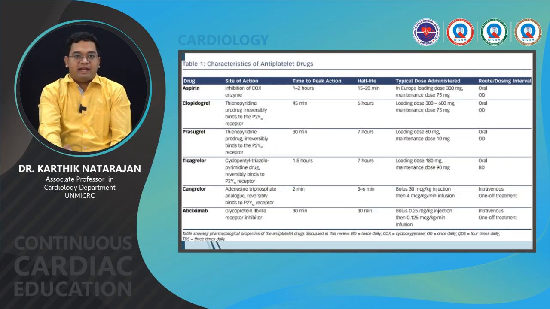This is a table showing the characteristics of the antiplatelets. The main antiplatelets that we use in our day-to-day practice are aspirin, clopidogrel, prasugrel and ticagrelor. Cangrelor is an IV antiplatelet which is rarely used in our practice. Apixaban was in use in the previous times but is rarely used nowadays, and we have switched to tirofiban.